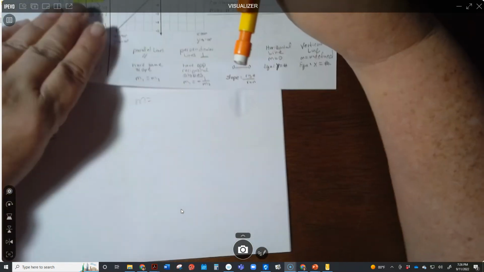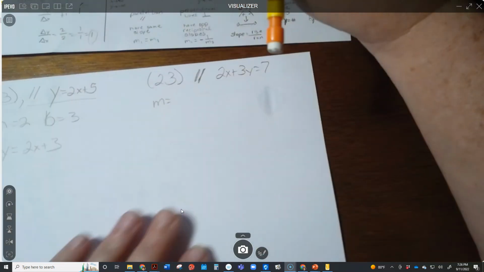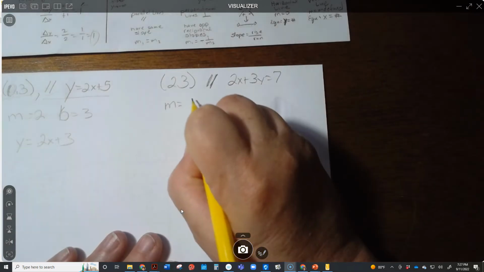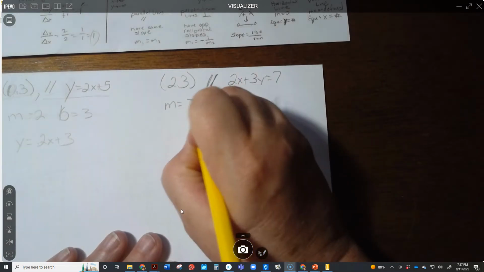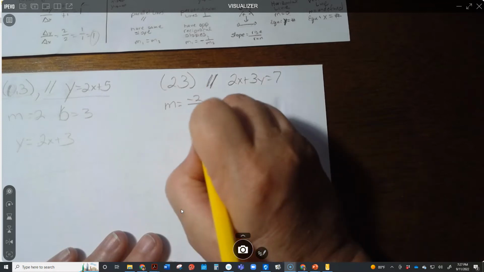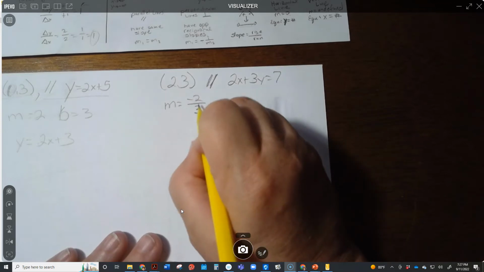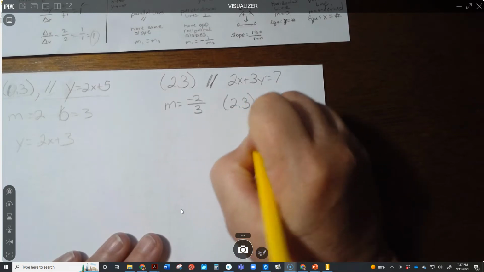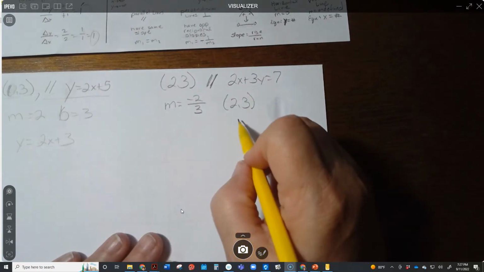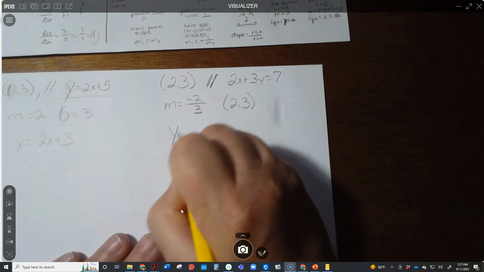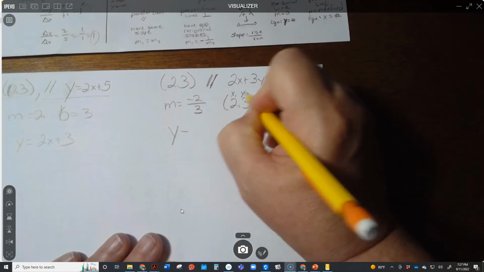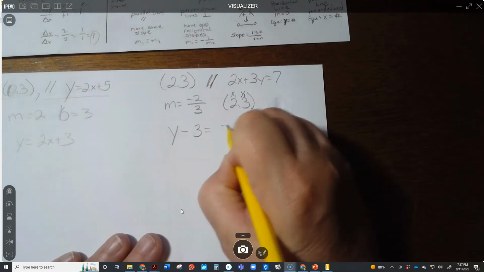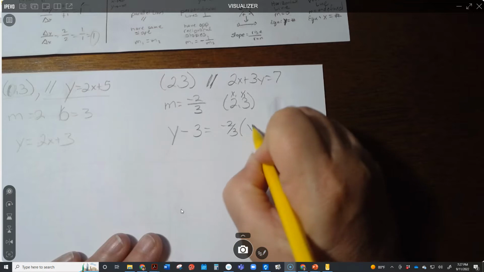Okay, so for this equation, the slope is negative a over b. And then it's passing through the point 2, 3. Since I don't have the y-intercept, I'm going to use point slope form. So this is x1, y1. Y minus 3 equals negative 2/3 times x minus 2.